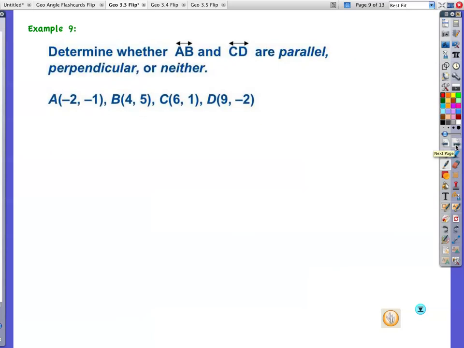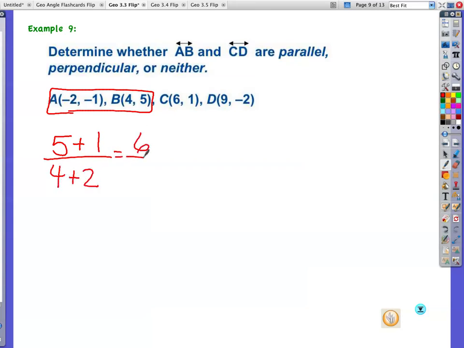Example number 9. Determine whether these are parallel, perpendicular, or neither. All right, so AB, I'm going to use the traditional method, 5 minus -1. Oh, look what I did, minus negative, I just changed it to a plus. 4 minus -2, which gives me 6 over 6, which gives me a slope of 1.